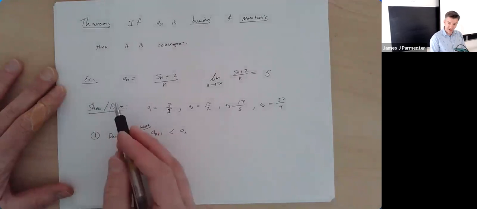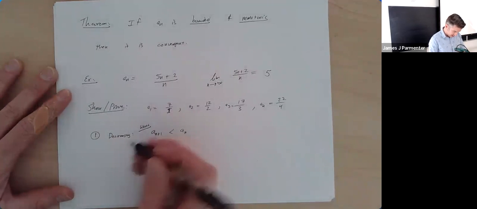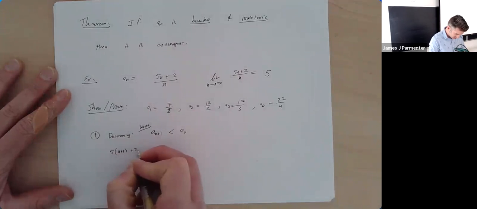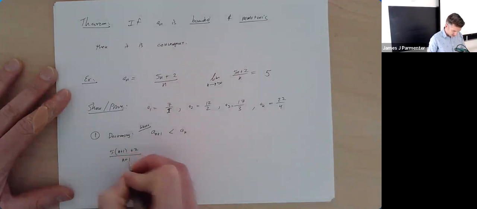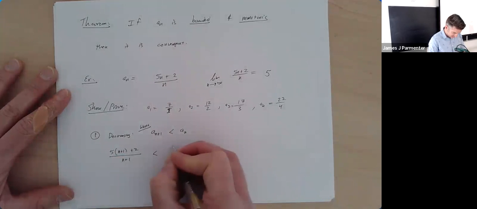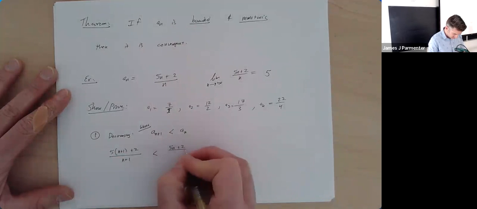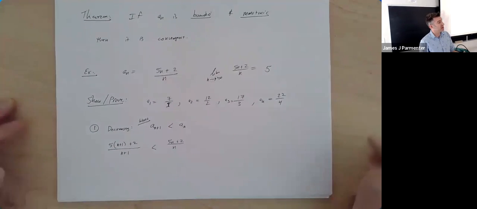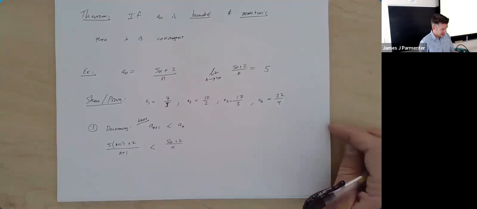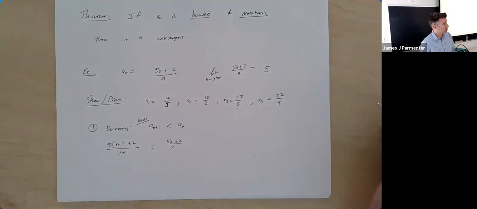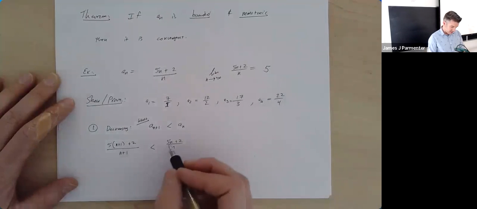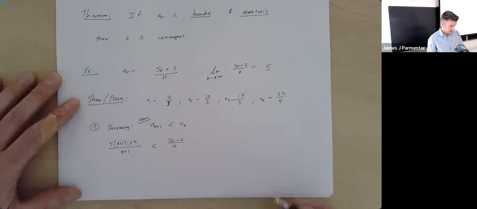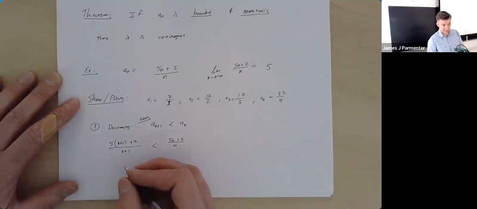All right, so here a sub n plus 1 is 5 times n plus 1 plus 2 over n plus 1. And is that less than 5 times n plus 2 over n? Well, I could do the same sort of thing I did before, but I could also be a little bit more clever. I could instead observe that I can break each of these fractions up into 2 fractions, because that's how I came up with this.